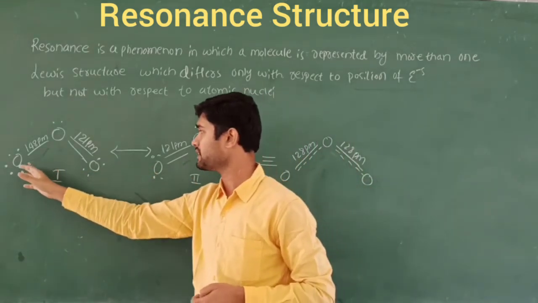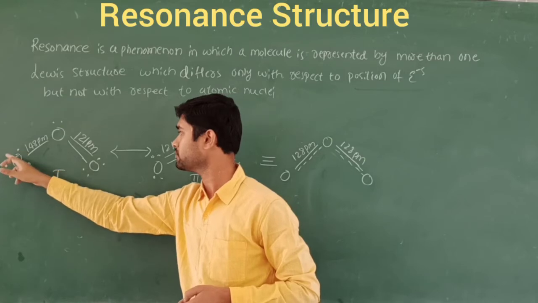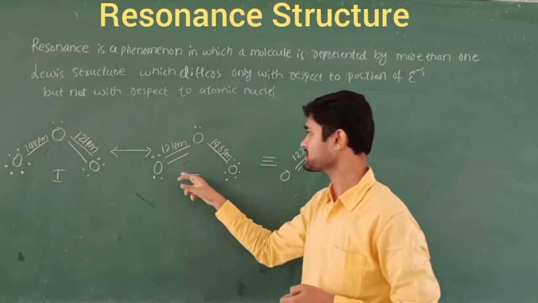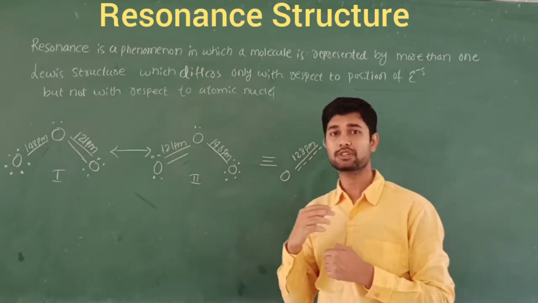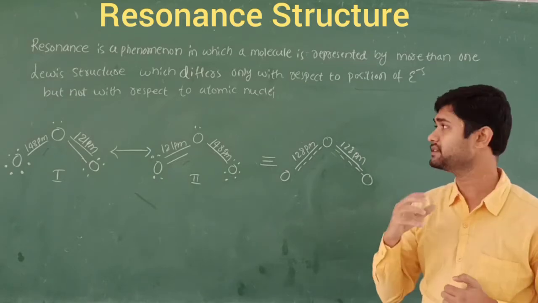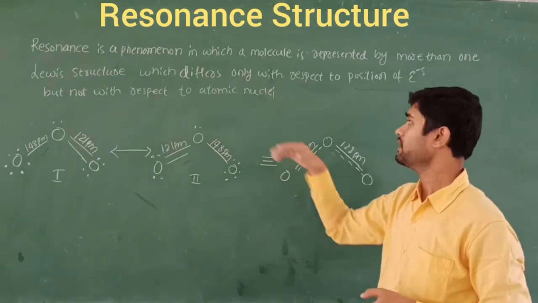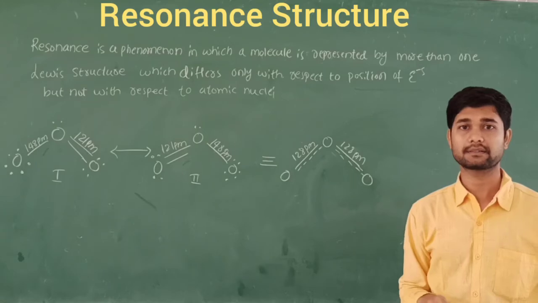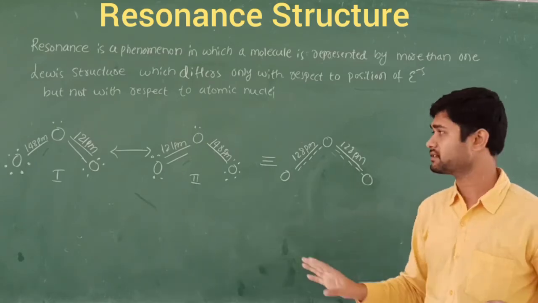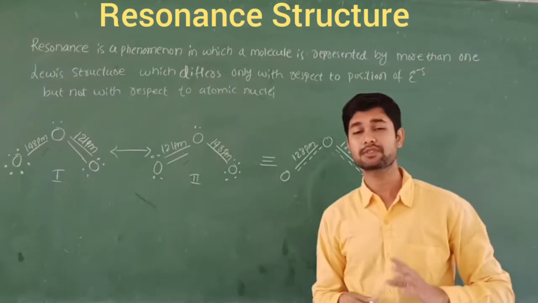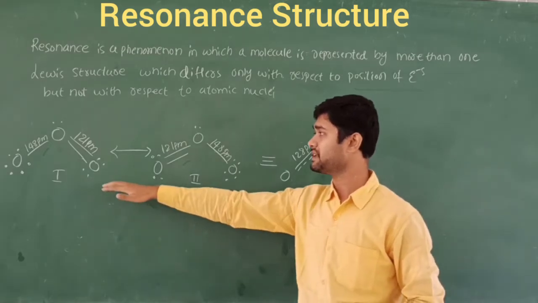On the left side there will be 6 dots: 1, 2, 3, 4, 5, 6. On this side there will be 4. That is the position of the electrons that is changed here, but not with respect to the atomic nuclei. The nuclei do not change; only the position of the electrons changes. So these are the best example.